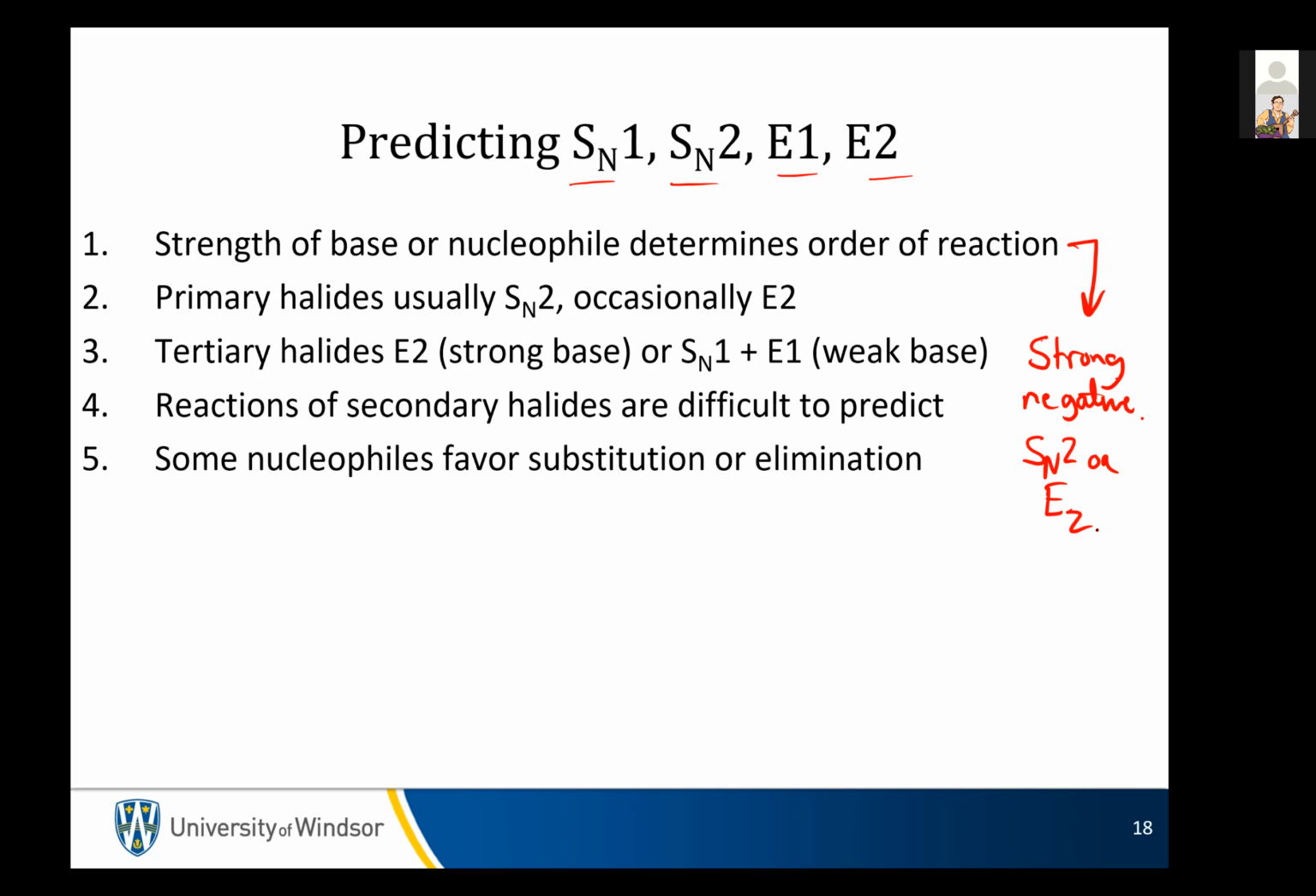So primary halides, usually SN2, occasionally E2. So again, what is a primary halide? Well, a primary alcohol is an OH attached to a primary carbon. A primary halide is a halogen attached to a primary carbon. So halogens, again, are bromine, iodine, chlorine. And so a primary halogen would be something like that. This would be a secondary halogen. And this would be a tertiary halogen. So it follows the same nomenclature that we've been using.